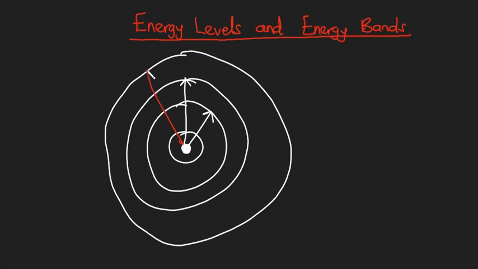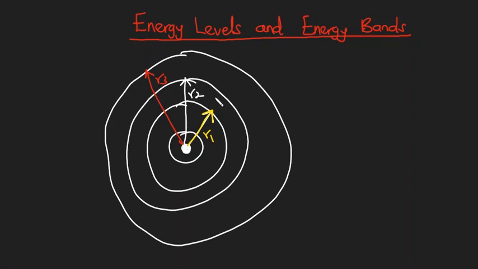Okay. So let me make this one yellow. Okay. So for this thing, let's say this one is R1, this one is R2, and the other one is R3.